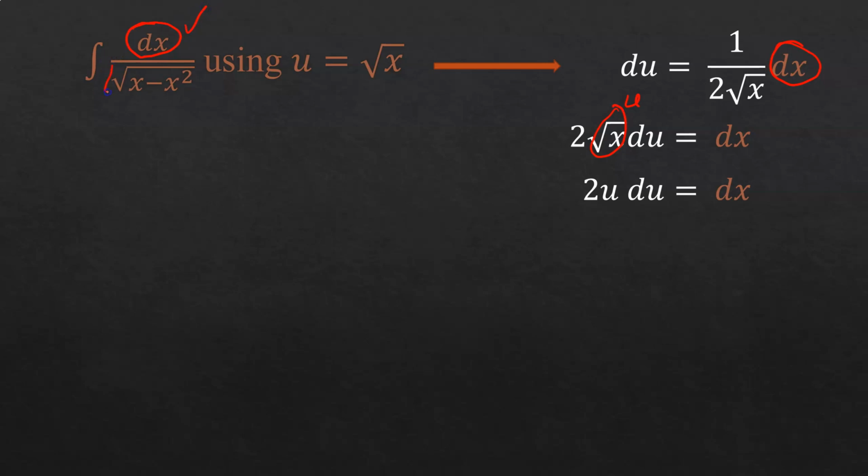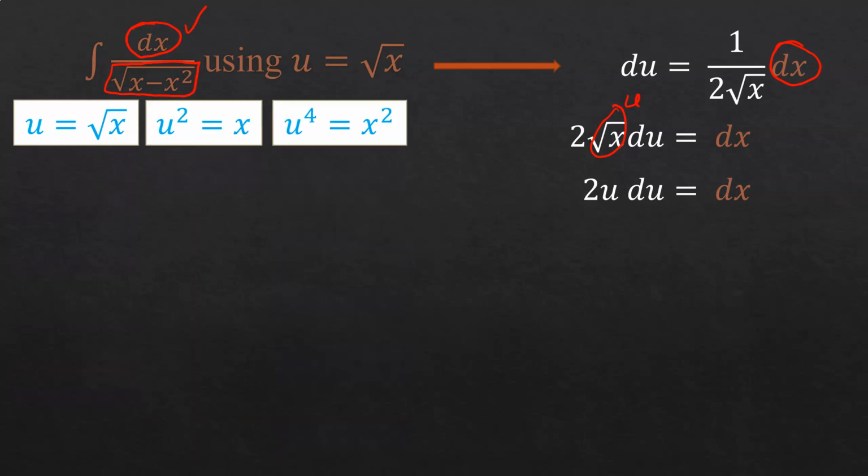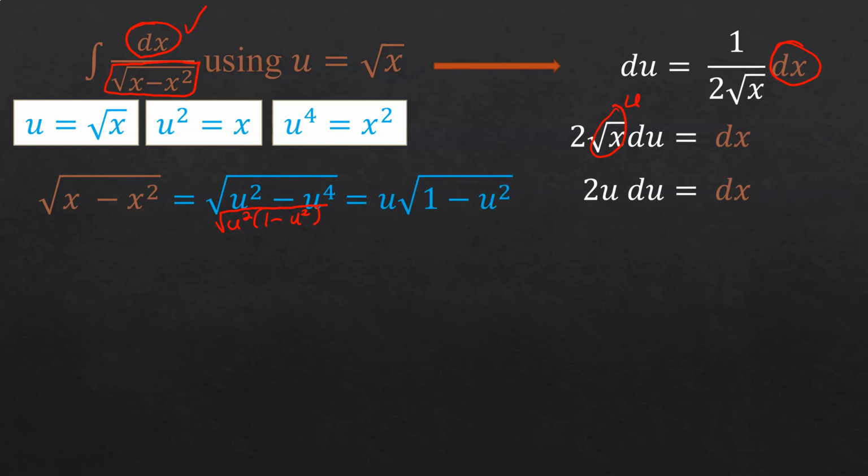Now, if we know what the denominator is, then we can fully substitute everything in terms of u, right? So since u is square root of x, then x must be u squared, and then x squared would be u to the 4th power. So the square root of x minus x squared on the denominator there would be square root of u squared minus u to the 4th power. And we know that we can factor out the u squared, right? And then square root of that, square root of u squared would be u. So really we have u multiplied by square root of 1 minus u squared.